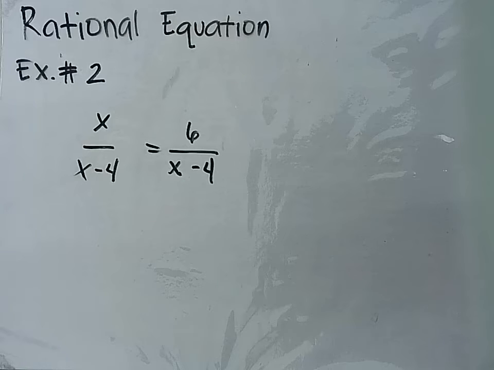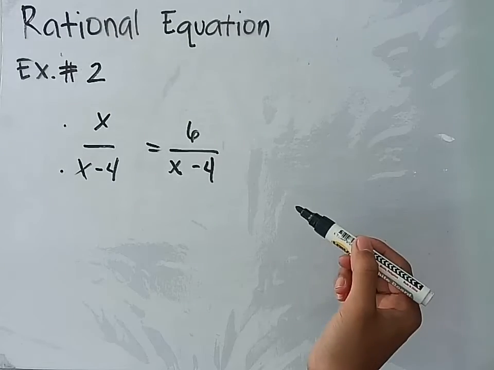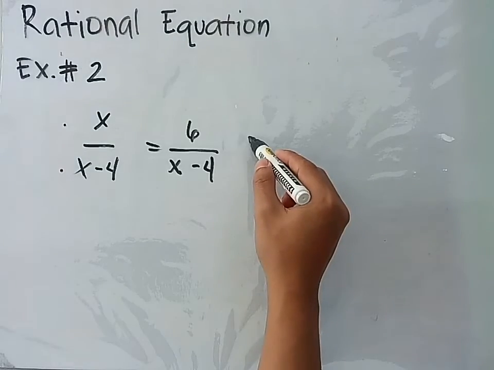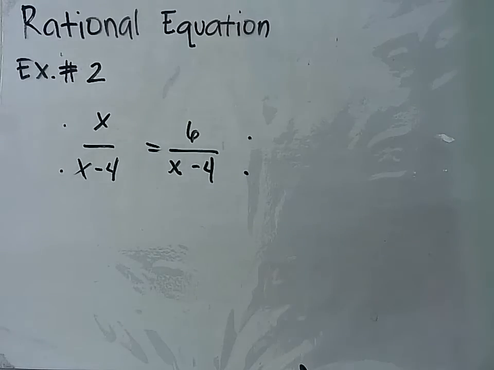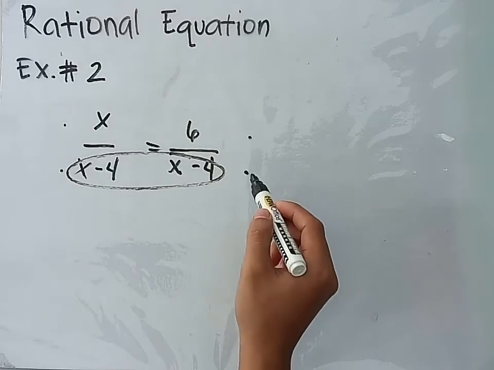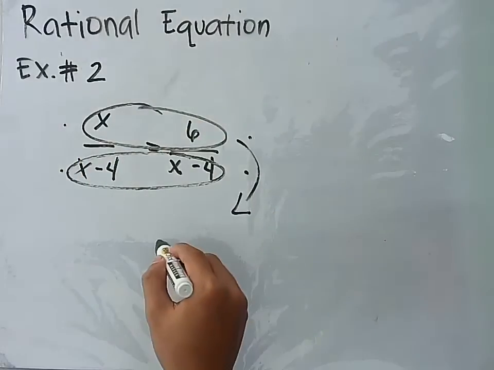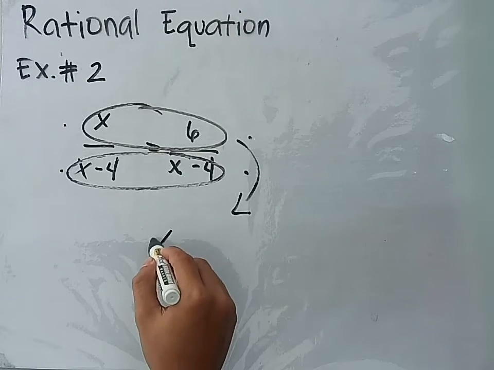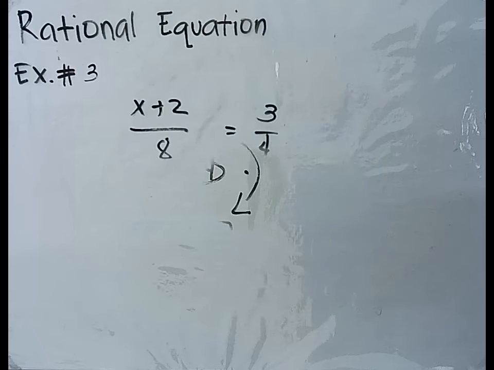In rational equation example number 2, we have x over x minus 4 equals 6 over x minus 4. Again, we have the same denominator here. Let's now proceed to the numerator. Put it down like that: x equals 6, and this is the final answer.